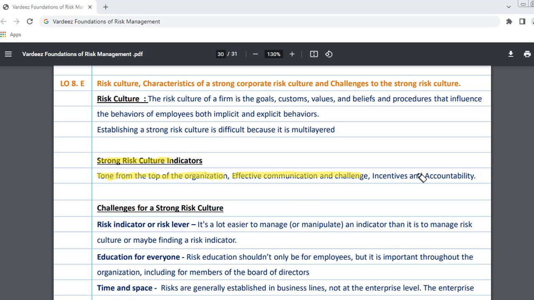an organization. Talking about incentives, here we check the compensation plans and whether the risk appetite is being followed, or people simply look to take more risk to get more compensation so that they can earn more incentives. And finally, the last indicator is accountability. Are people in the firm held responsible or accountable for their actions? Basically, expectations have to be clear.